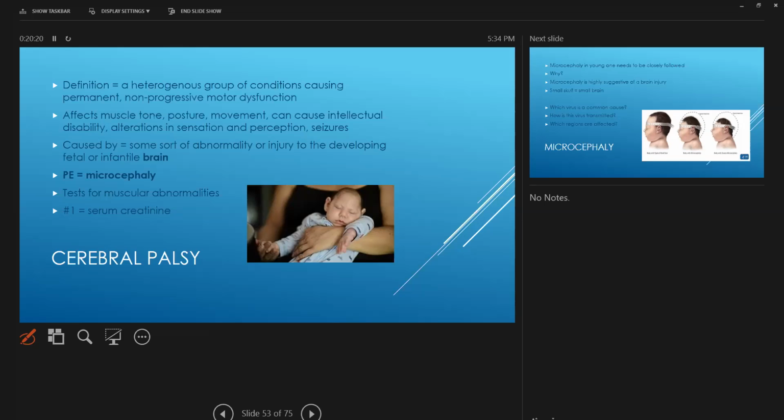due to some abnormality or injury to the brain during development. So here you go, a non-progressive permanent disorder, and it affects tone, posture, movement, and can cause intellectual disability, alterations in sensation and perception, and can make them more prone to seizure activity. Serum creatinine may be elevated in these individuals as there may be some muscle breakdown, especially as they start to develop.